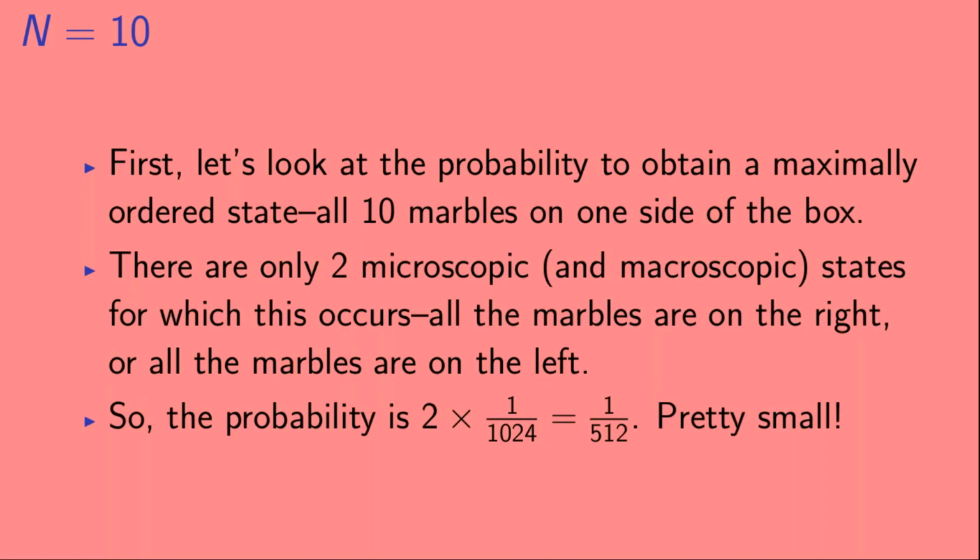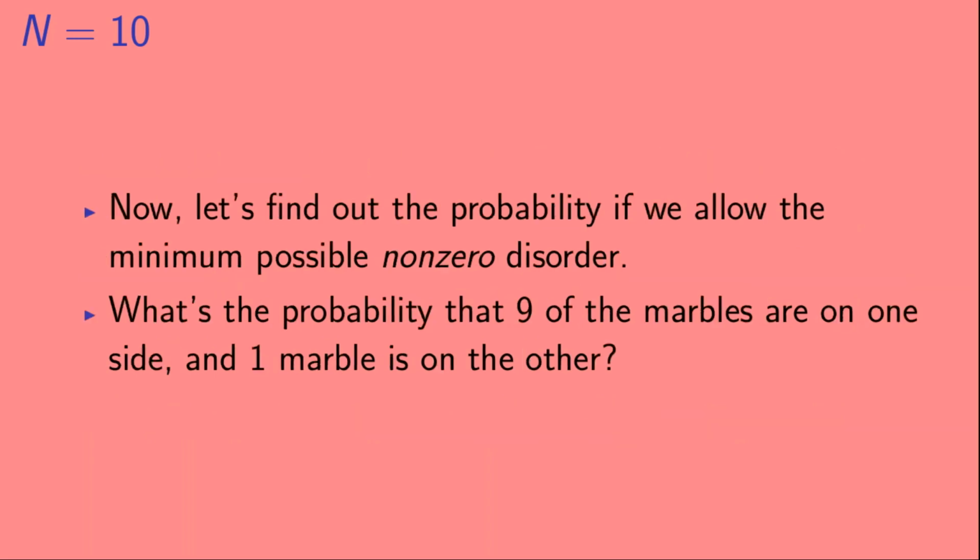First, let's look at the probability to obtain a maximally ordered state, all 10 marbles on one side of the box. There are only 2 microscopic, and actually only 2 macroscopic states for which this occurs. All the marbles are on the right, or all the marbles are on the left. So the probability is 2 times 1 over 1024, which equals 1 over 512. That's a pretty small probability.